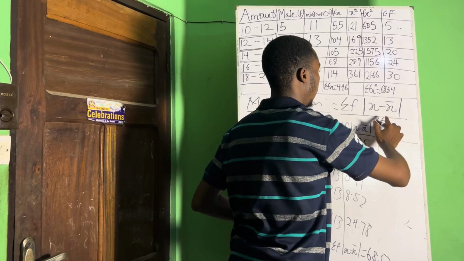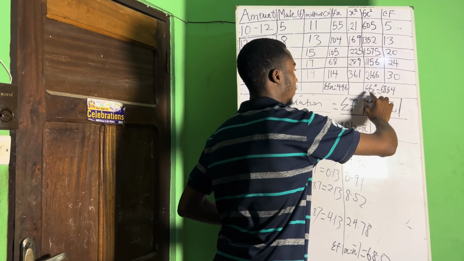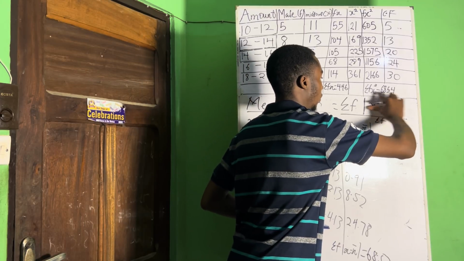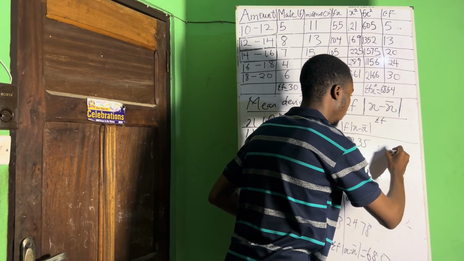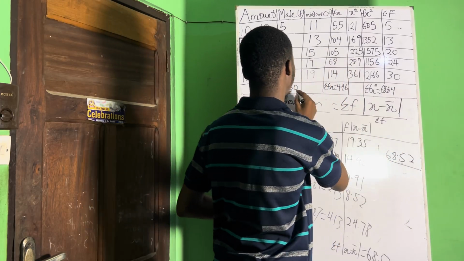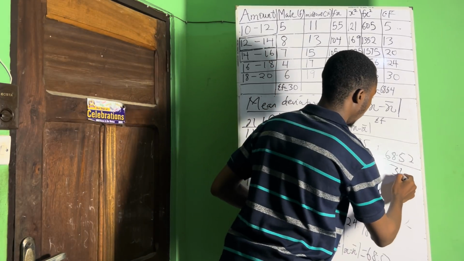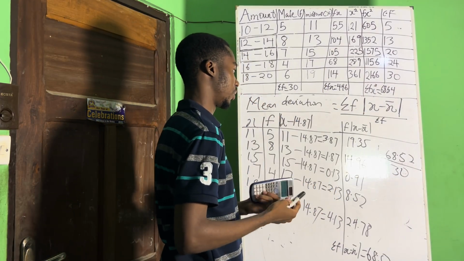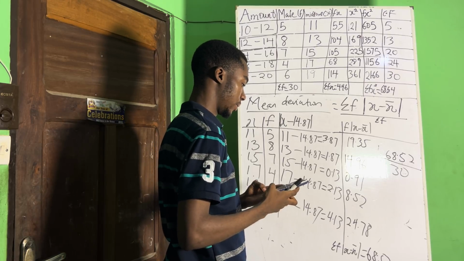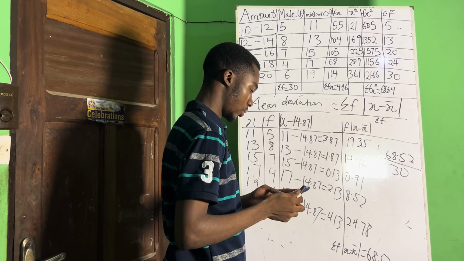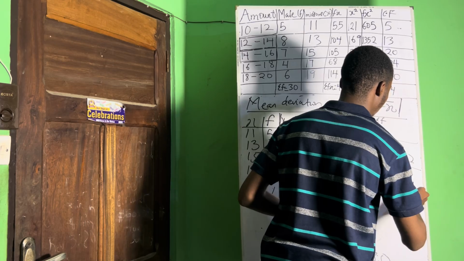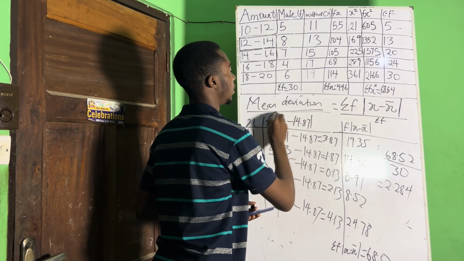That's the one at the top. But this is sigma f times x minus x bar over sigma f. So sigma f times x minus x bar, which is the one at the top, is 68.52. So 68.52 over our sigma f. Our sigma f is 30. So let's do it on the calculator and see what you are getting. So 68.52 over 30. We are getting 2.284. So this becomes our mean deviation.